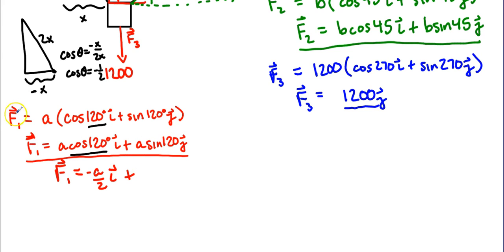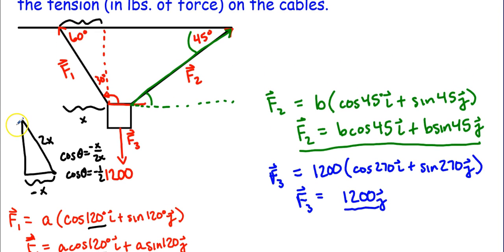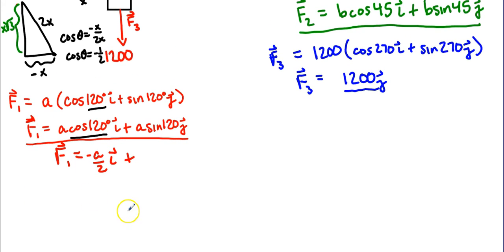and then the sine of 120. The sine of 120 is going to take this particular distance right here. It's going to relate the opposite to the hypotenuse. This distance right here we know is x root 3 in this particular case, and then the ratio reduces to root 3 over 2, and that's positive. So we've got negative a over 2 i, and then positive root 3 over 2 j. Okay, so here's our force vector for the first cable.